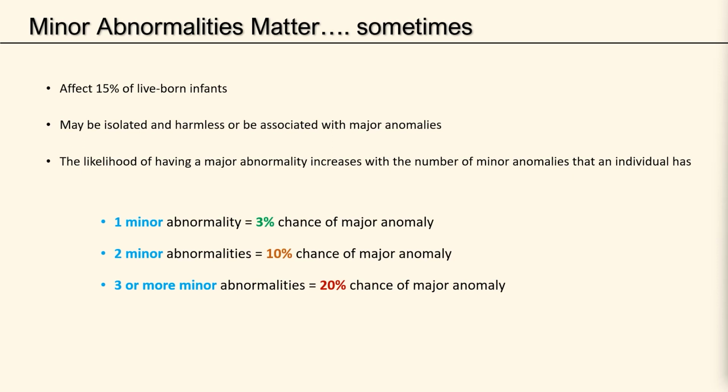These minor anomalies might be isolated, and a lot of the time they can be harmless, but an accumulation of minor anomalies can significantly increase the risk that a major disruption has taken place during development, and therefore it is more likely that there was an underlying major abnormality that you just haven't found yet. For example, if we have one minor abnormality, there is about a 3% chance that there is an underlying major abnormality. For 2 minor anomalies, this figure significantly jumps to 10%. For 3, this is approximately 20%.